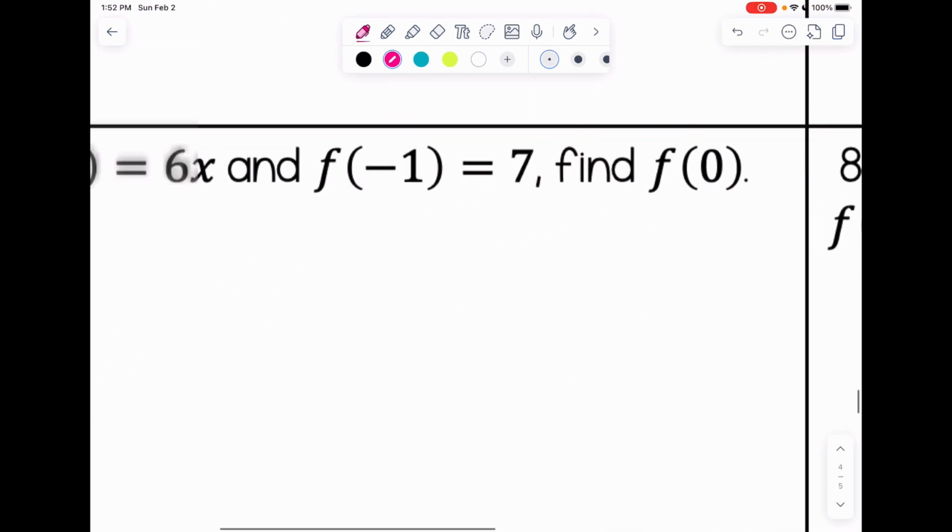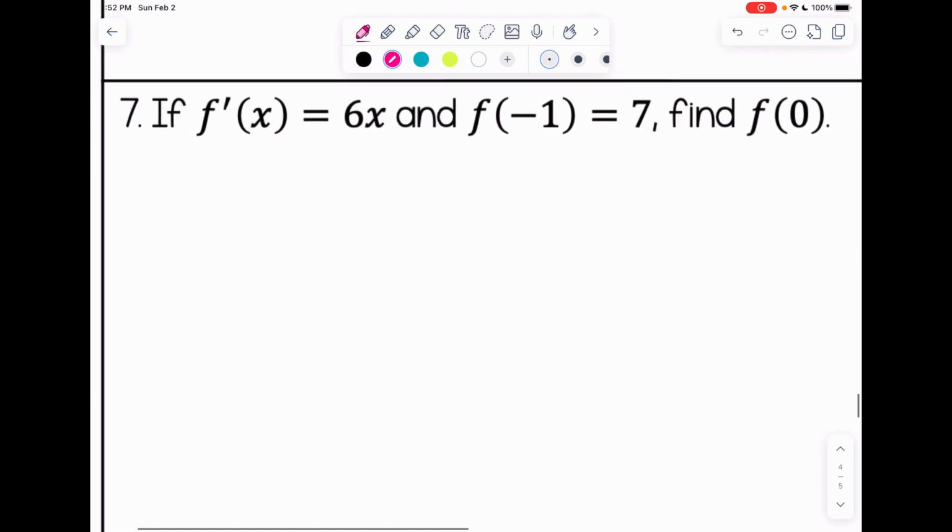All right, for the last two, these are going to be questions where there's an initial condition given to us. So an initial condition is some coordinate that applies to the original function. So I know that f of -1 is equal to 7. Now, there are different ways you could go about these questions. I'm going to use this kind of set rule and formula, but we could also do some logical reasoning as well.